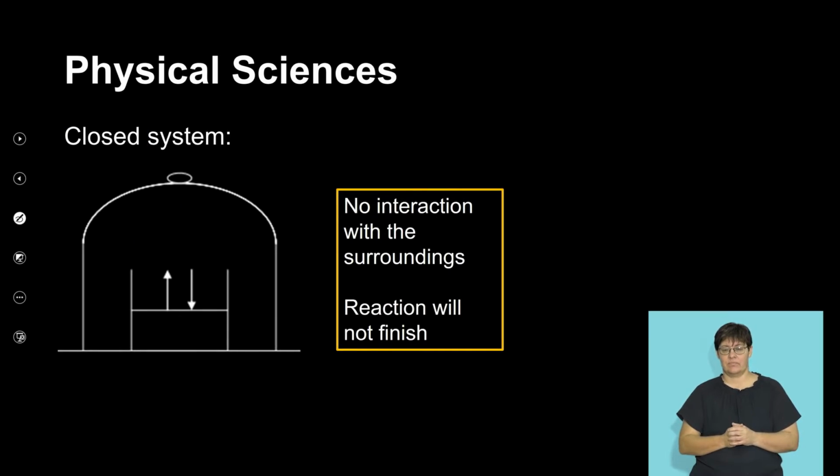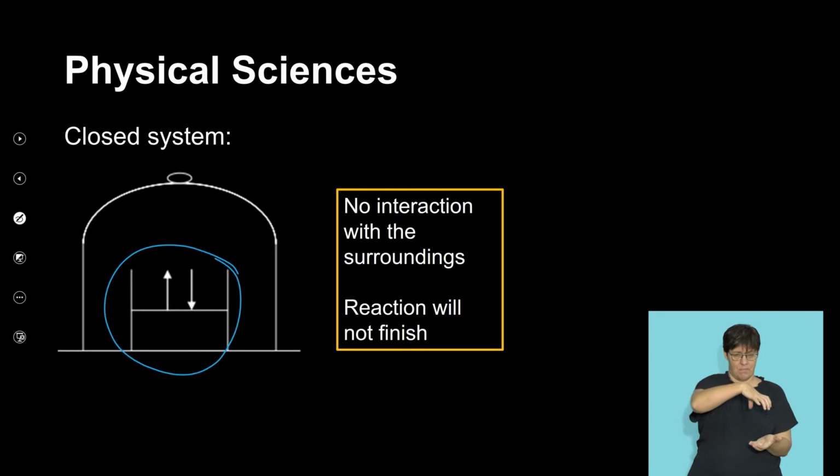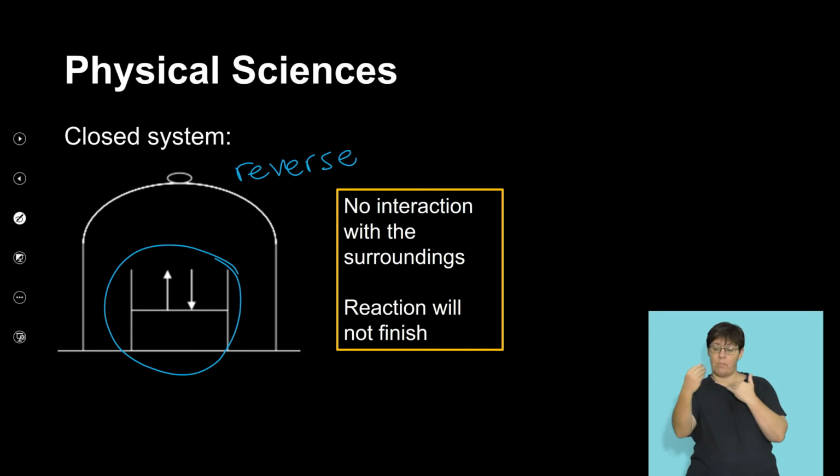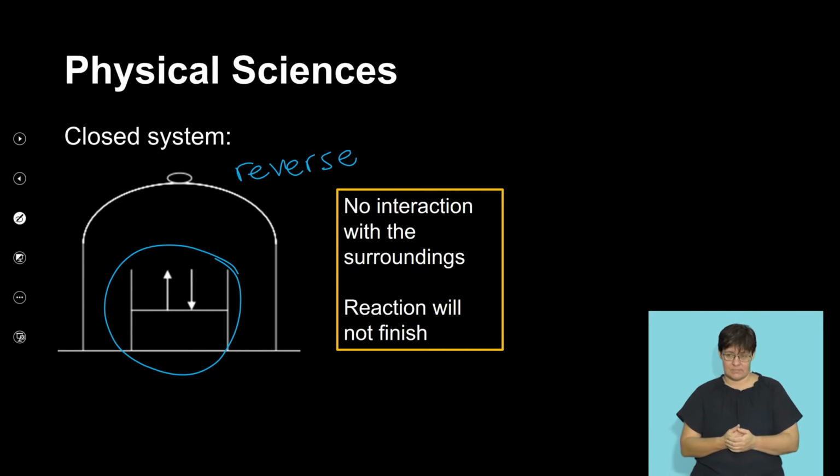If we have an example of a closed system here, it's physically closed, where we have our reactant vessel and a bell jar that's closing it. You can see that there's a reaction happening and the reaction comes back into the vessel, meaning there is some sort of reverse happening, because none of the product or the reactants can go out of the system. That means that there's no interaction with the surroundings.